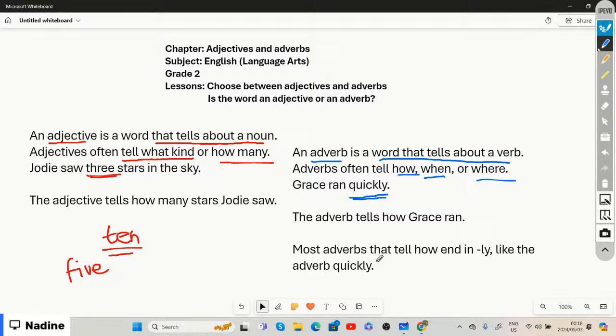So we need to still choose between adjectives and adverbs. Remember, an adjective tells you about the noun, either the person, place, animal, or thing. And then we have adverbs. It is a word that tells you about a verb.